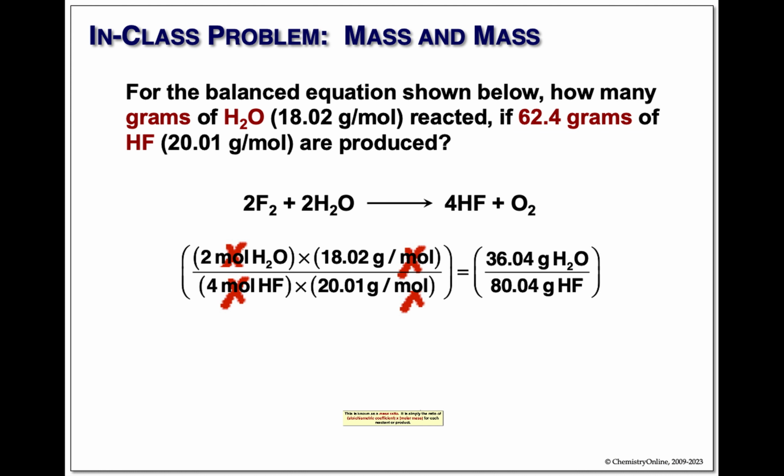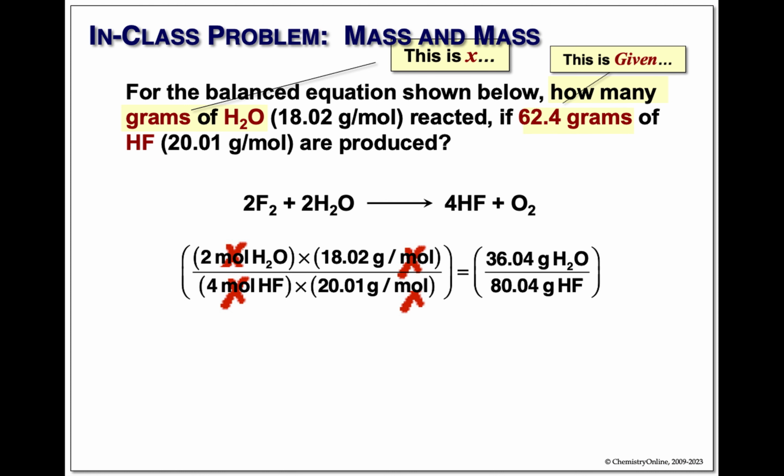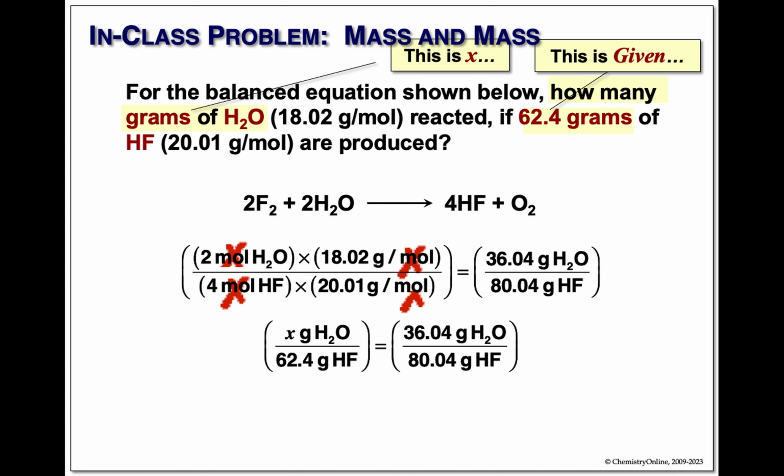So, to finish up the problem, this is X, grams of water is on top, that's good. Grams of HF is our given. Simply set that up. 62 times 36 divided by 80, 28 grams of water.